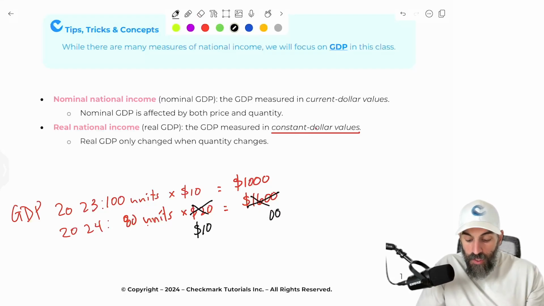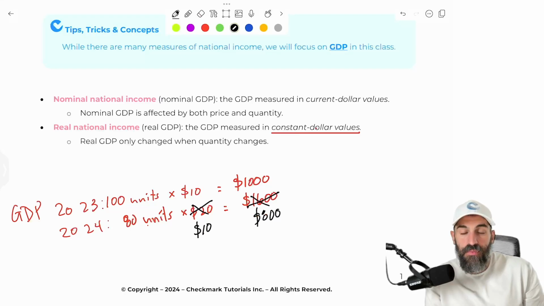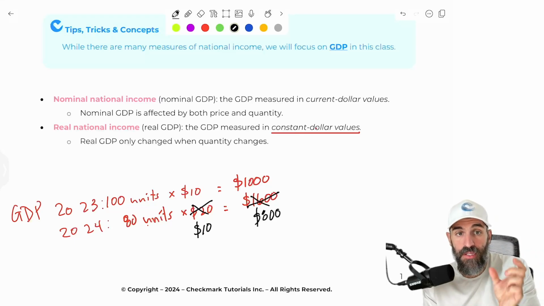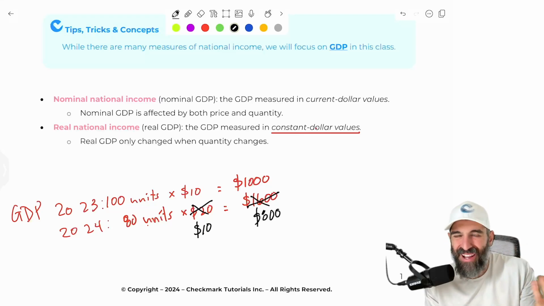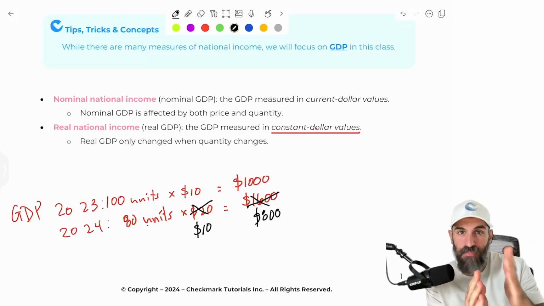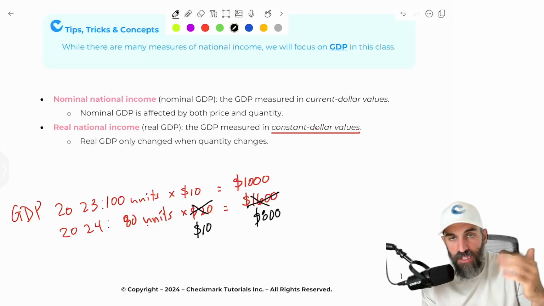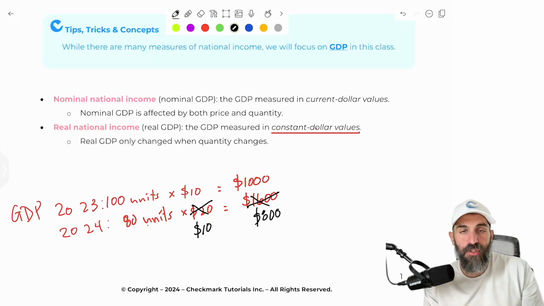And I can say, oh, you know what? GDP is actually, in real terms, decreasing. So all of that to say, guys, real national income or real GDP measures quantity, whereas nominal GDP just measures dollars, and dollars are kind of meaningless when you're going over multiple years. So for the rest of this course, we're going to be looking at real GDP. And almost always when we say GDP, you should assume we're talking about real GDP. We're really interested in our production.